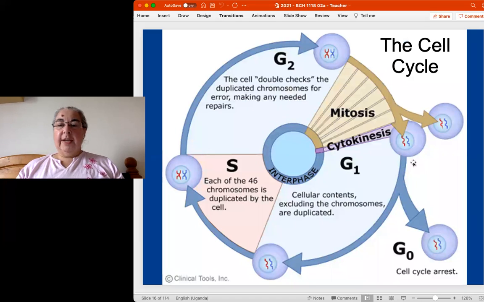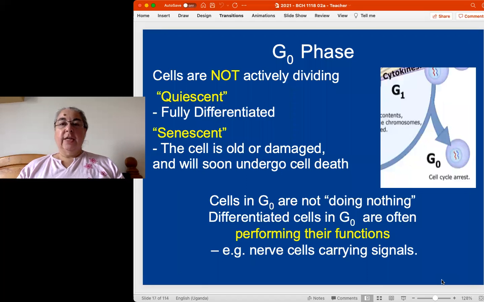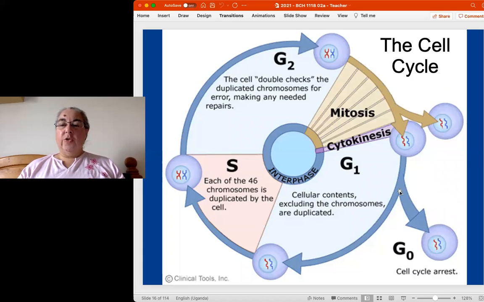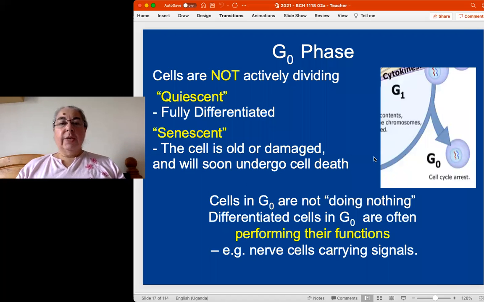I hope you can see from this diagram that there is a stage here called G0, which is described as cell cycle arrest. So that's the first thing we're going to be looking at, the G0 phase. You'll see from this diagram that in G0, we've sort of gone out of the cycle of the cell cycle. We've stepped outside the cycle. We've left this circular pattern. So in G0 phase, the cells are not actively dividing.